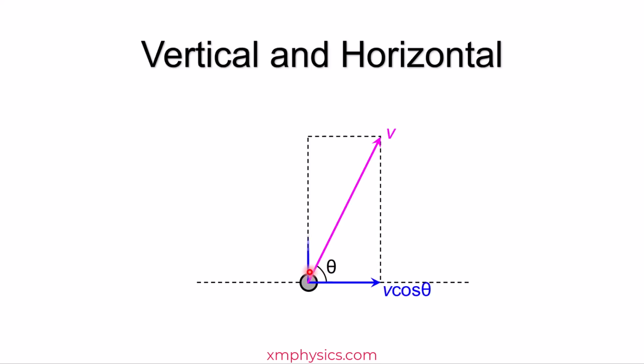What about the vertical component? This will be the vertical component and it's v sine theta. So how do I know that? Look at this right-angled triangle, yeah? This side is the opposite side. That's why it's v sine theta.